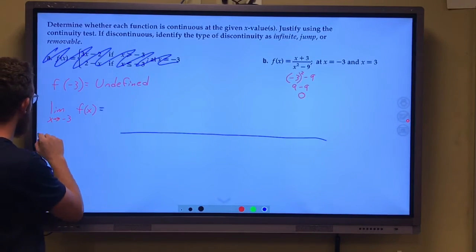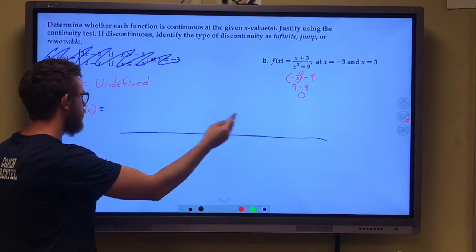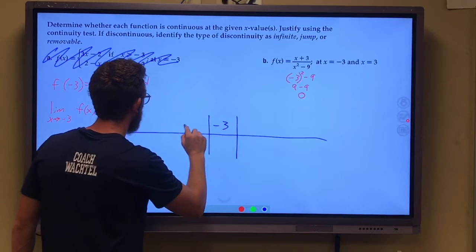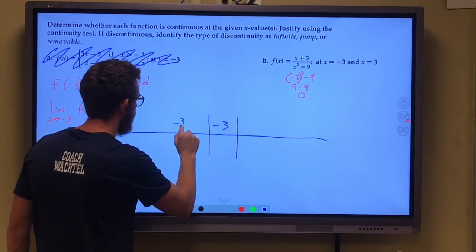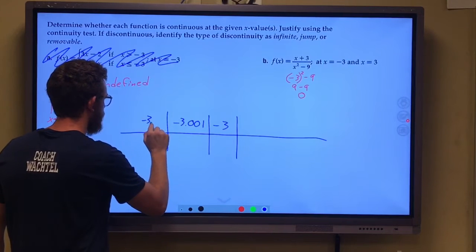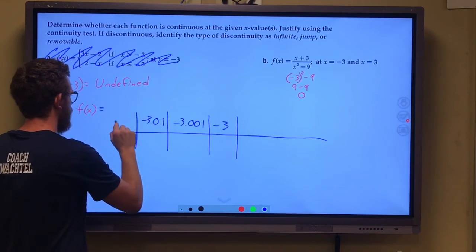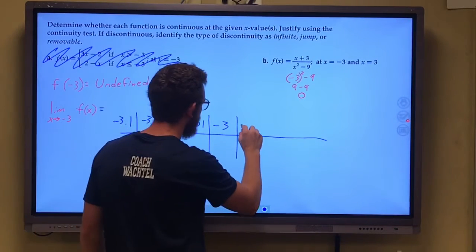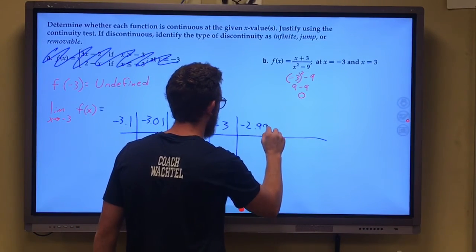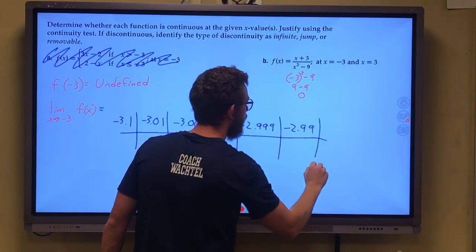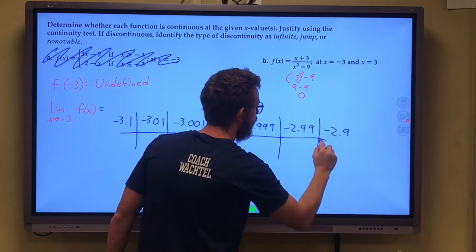It's okay. In order to do this, looking at just under -3, we know that would be like a -3.001, -3.01, -3.1. Just above -3, we have -2.999, -2.99, and -2.9.